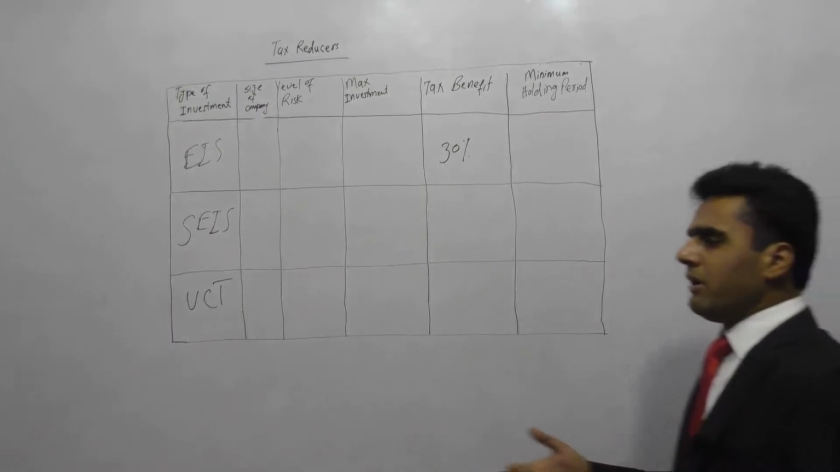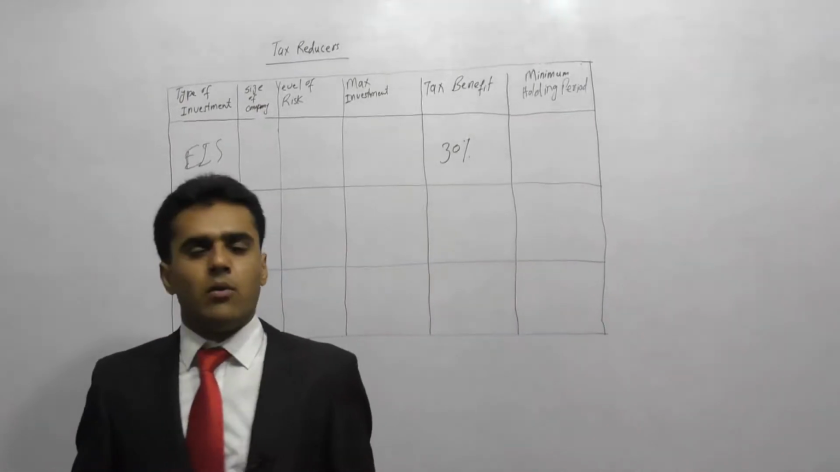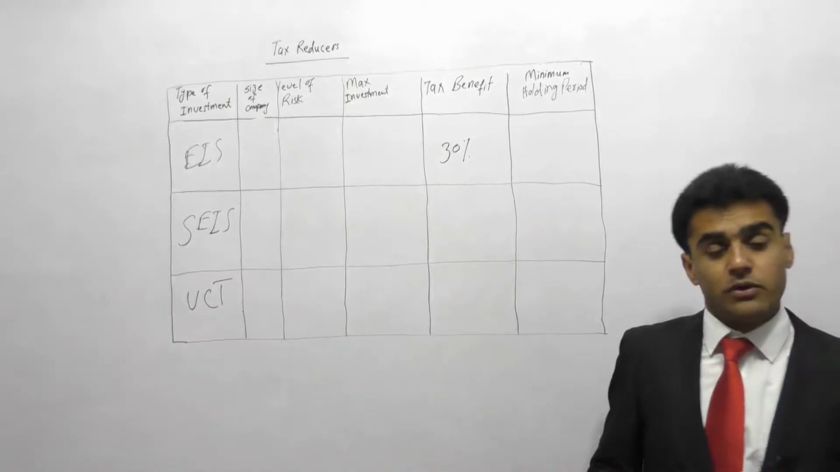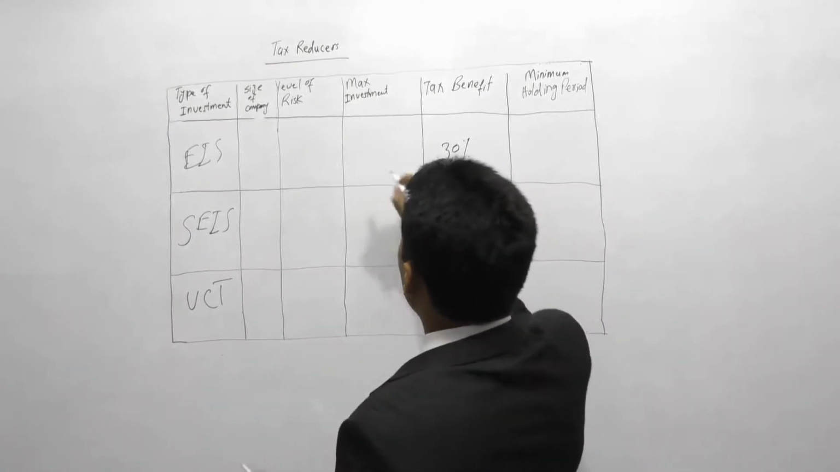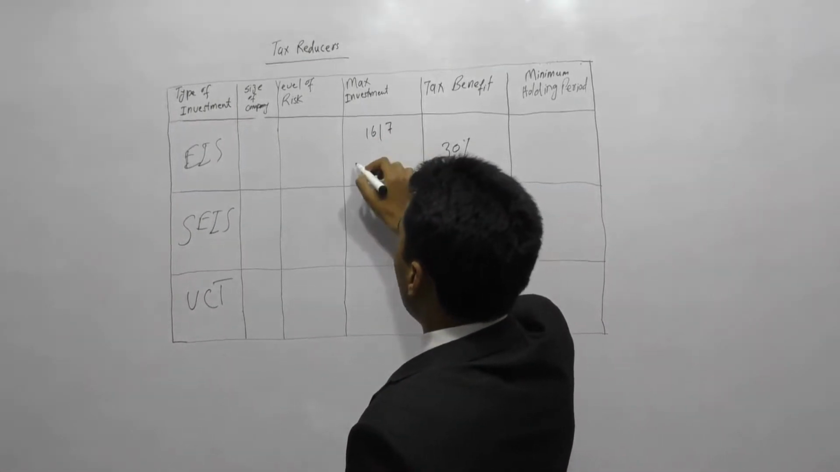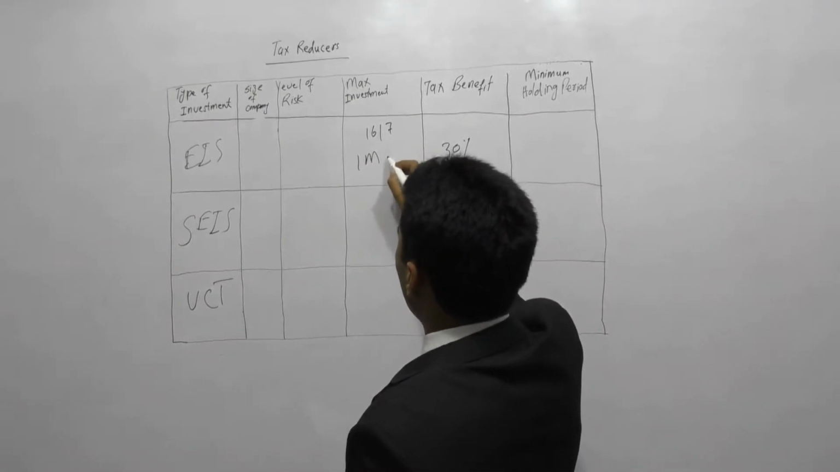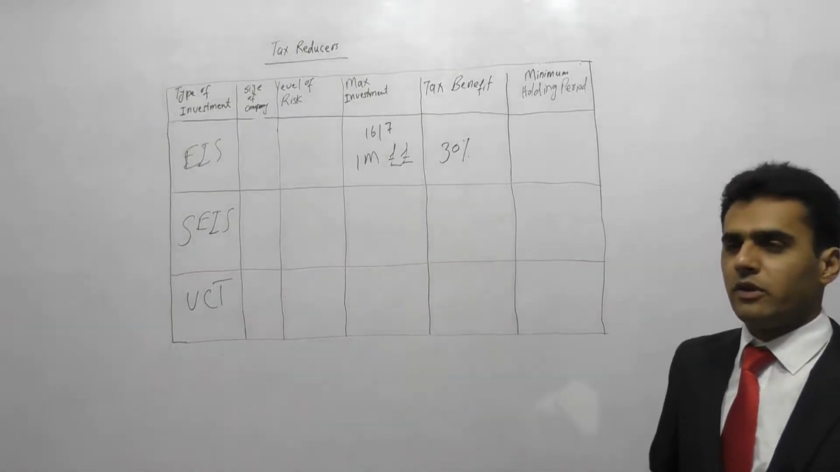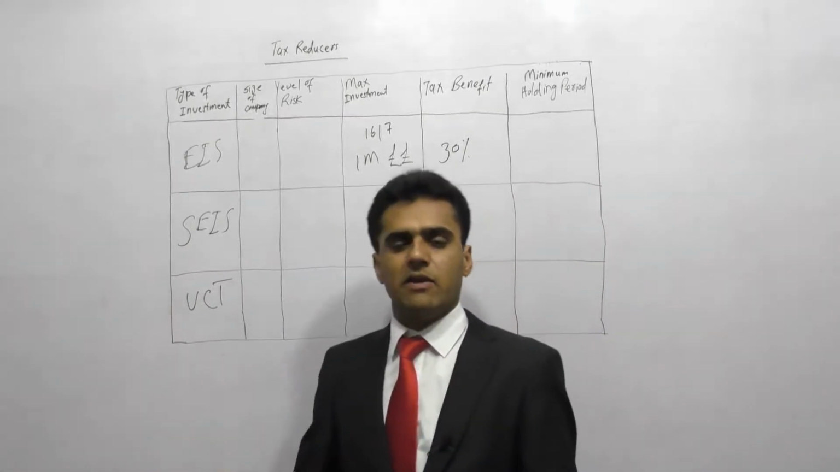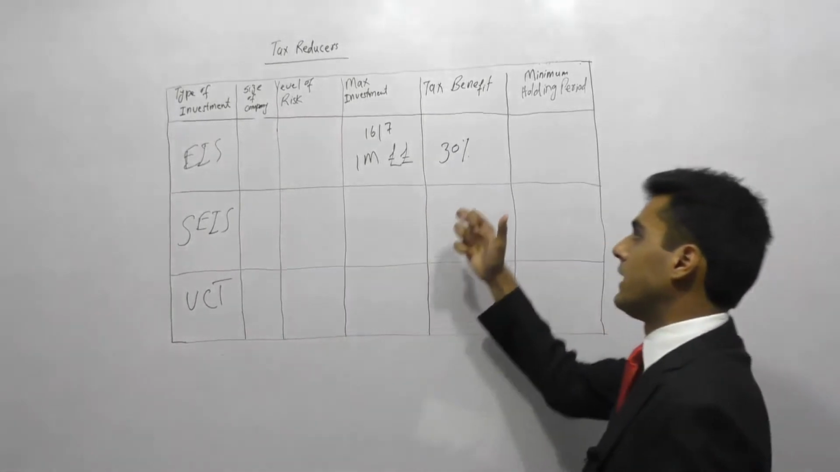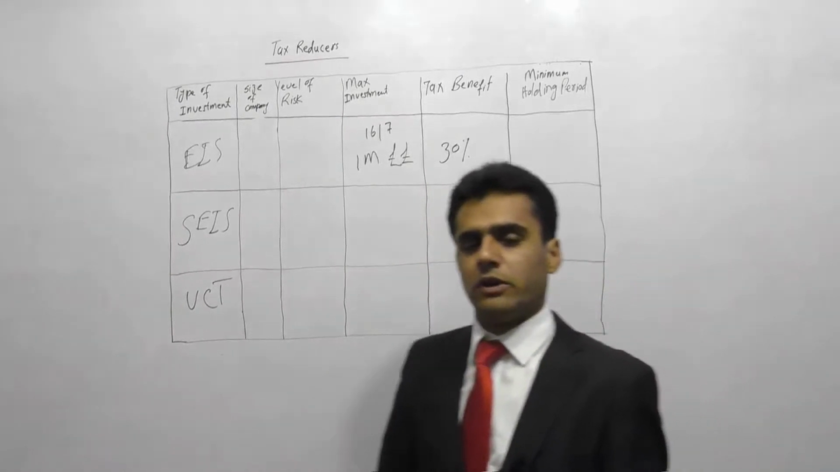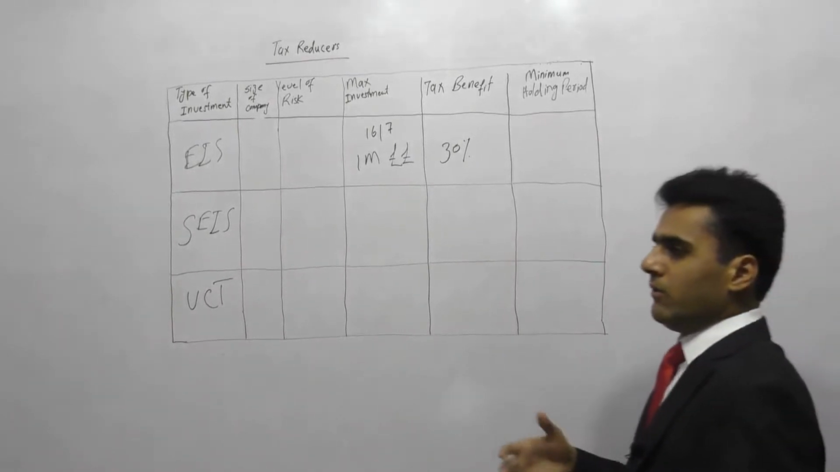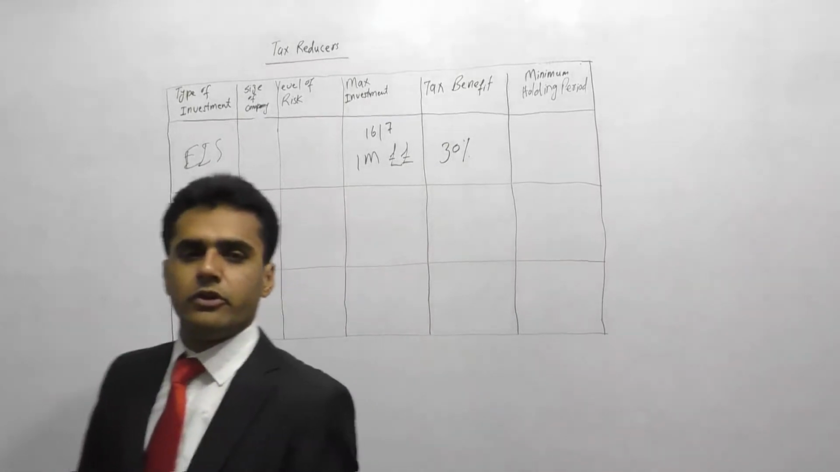Now is there any specific limit, or can I buy whatever amount of shares I want? No, there is a certain limit, so I will have to stick to that limit. For our current tax year, which is tax year 16-17, the maximum I can invest is £1 million. So the maximum benefit I can get is 30% of 1 million, which will be £300,000. So the maximum I can reduce my tax liability by is £300,000.